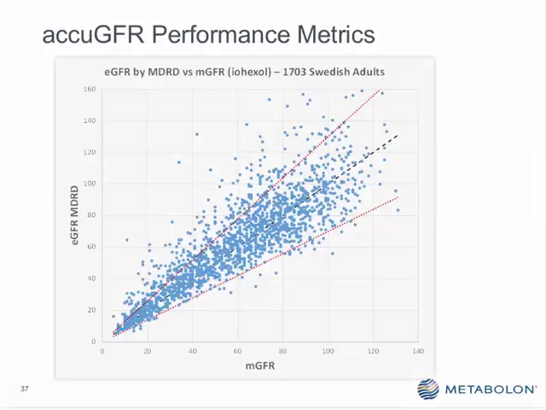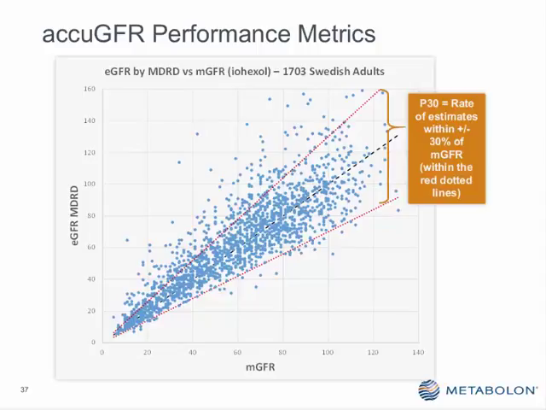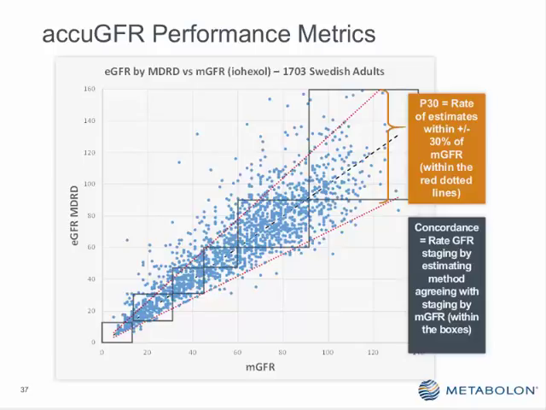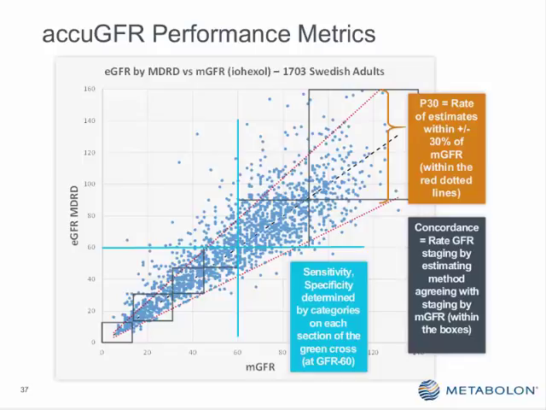Okay, so some other performance metrics in terms of looking at this data are, one is the P30 that I mentioned before. So the outside dotted lines on the diagonal here, that's the plus or minus 30%. Another thing to look at is the staging concordance. So stages of kidney dysfunction, if your GFR is high, it would be on the right-hand side of the x-axis. It would be healthy. If you're in stage 5 of kidney disease, it would be between 0 and 20 of the x-axis. So stages throughout those. And the last thing is sensitivity and specificity, so at accuGFR 60.